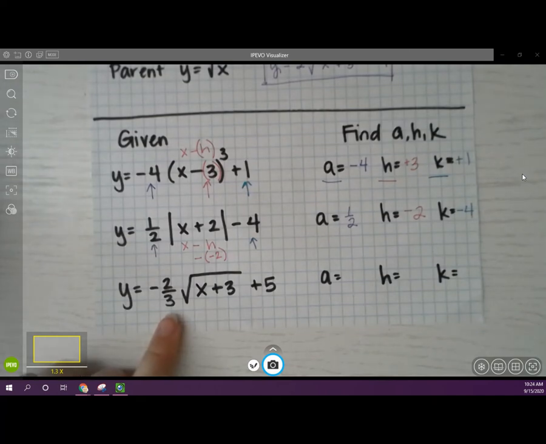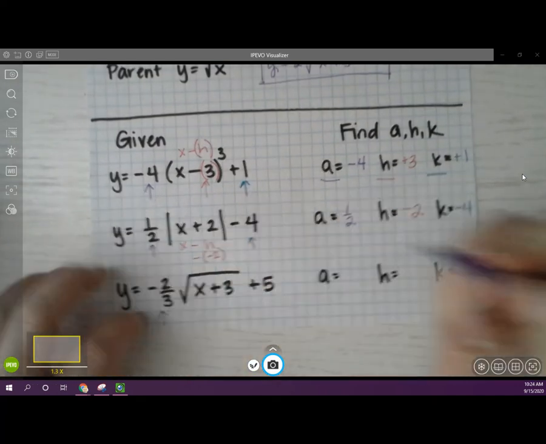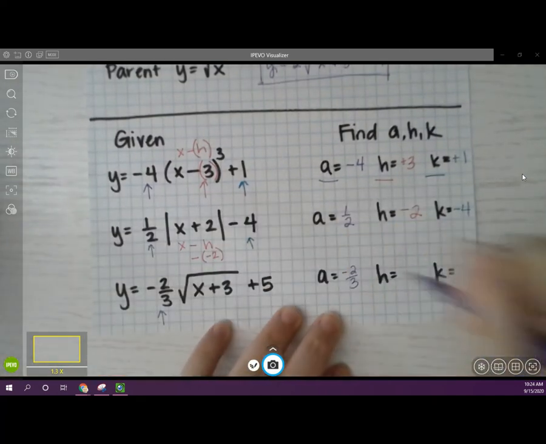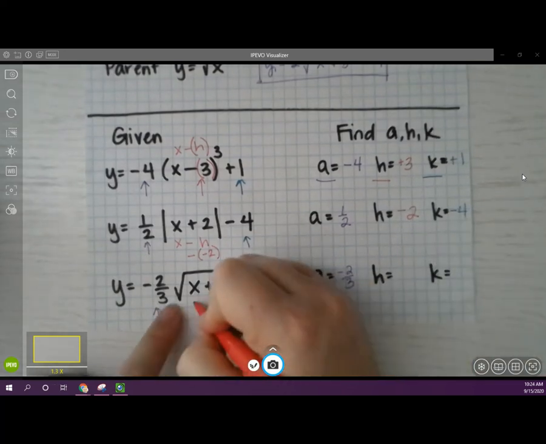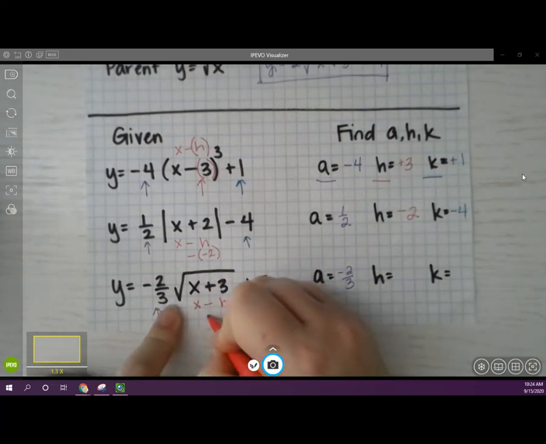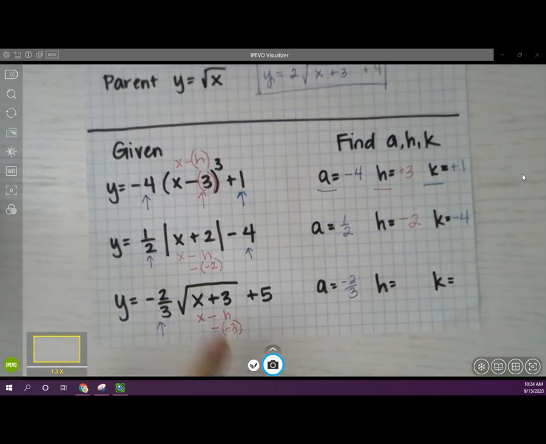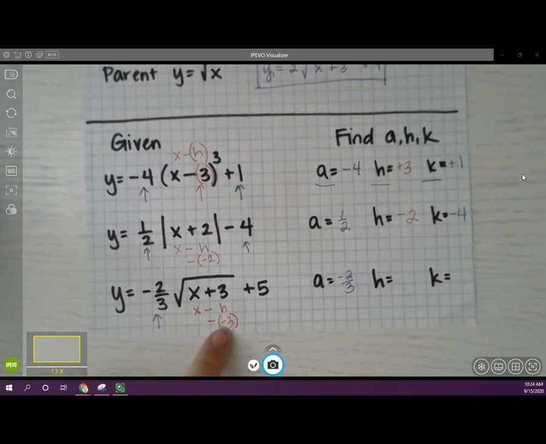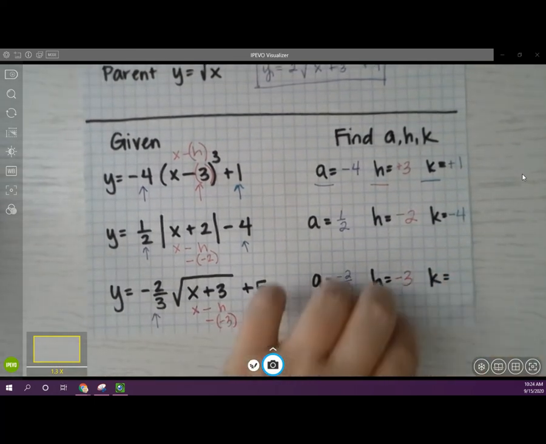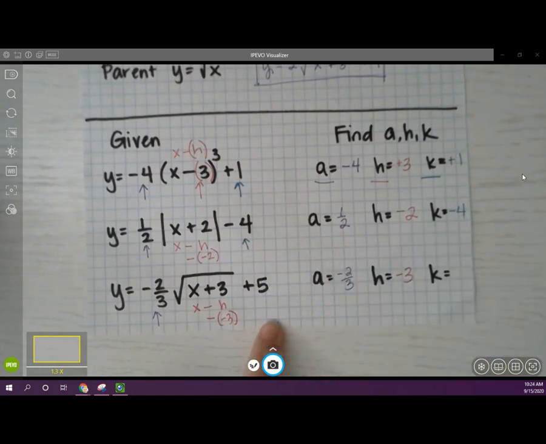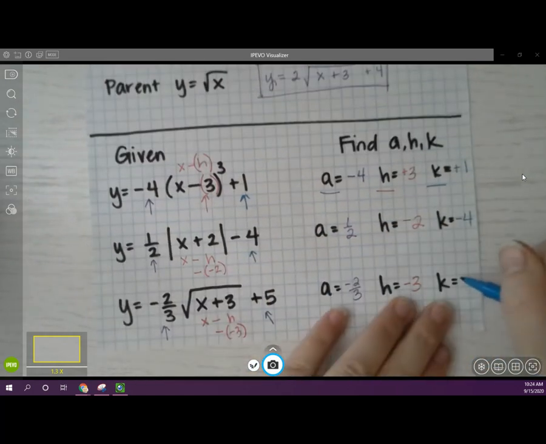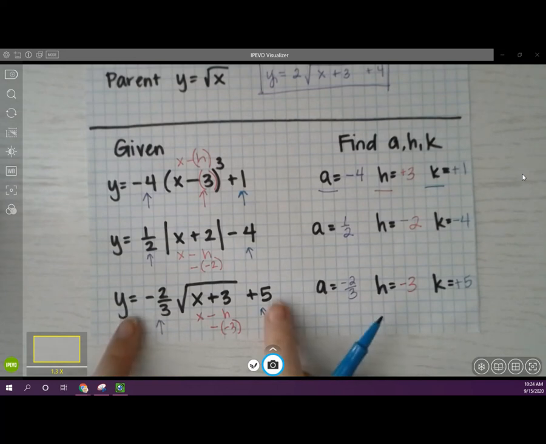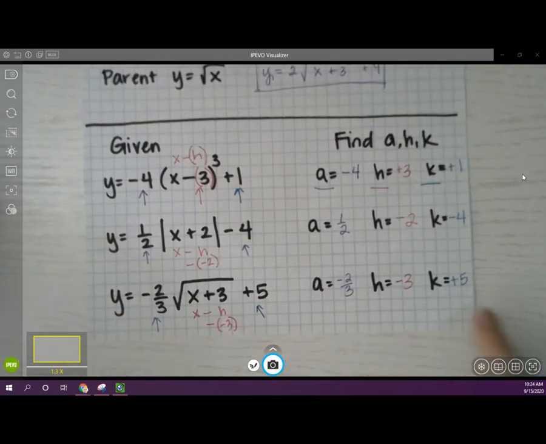And for the final one, my front number is negative 2/3. My inside number is an x minus h, or a minus negative 3, making my h a negative 3. And my k is my outside number, plus 5. So that's how to go from equation to identifying a, h, and k.